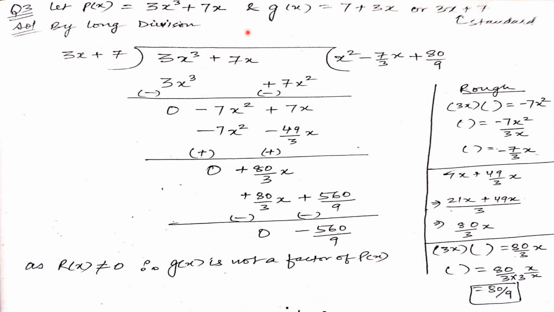So 3x into 7 by 3 x is how much? Minus 7x square. Now 7 into this thing, very simple. 7 sevens are 49, of negative, minus 49 upon 3 and x. I hope you got this. Now, as they both are of the same power, that is why they are one below the other.